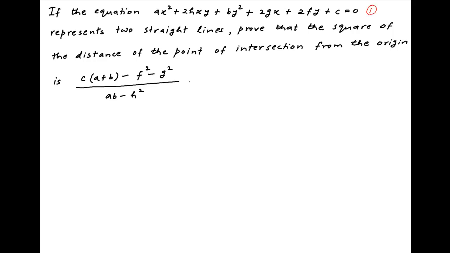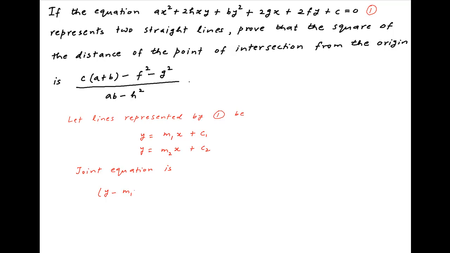Let's denote the given equation of the pair of straight lines by 1. Now let the equation of the two lines represented by equation 1 be y = m1x + c1 and y = m2x + c2. The joint equation of these two straight lines is (y - m1x - c1)(y - m2x - c2) = 0.